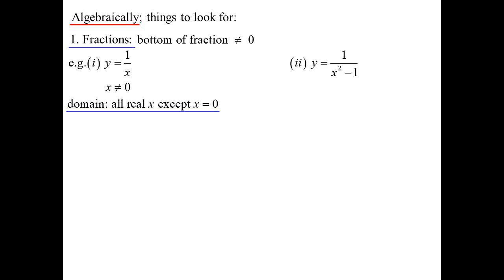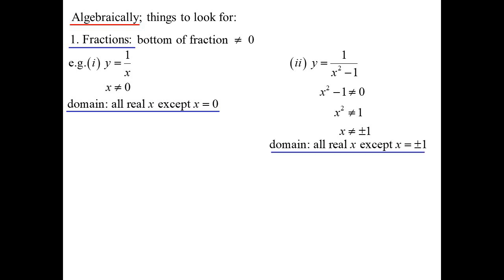Well, y equals 1 on x squared minus 1. I still ask myself the same question. Well, the bottom of the fraction can't equal 0, so where's my problem? Well, x squared can't equal 1. So in this case, there's 2 points excluded from the domain. x can't equal plus or minus 1. So that one's going to be all real x, except x can't equal plus or minus 1.